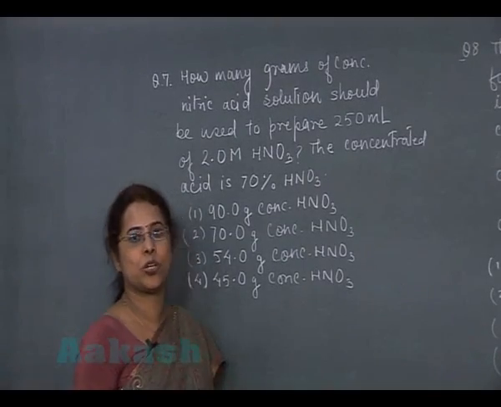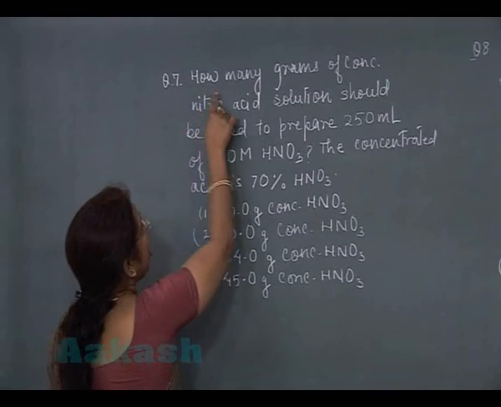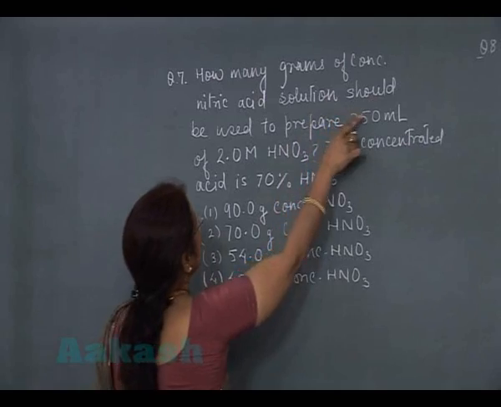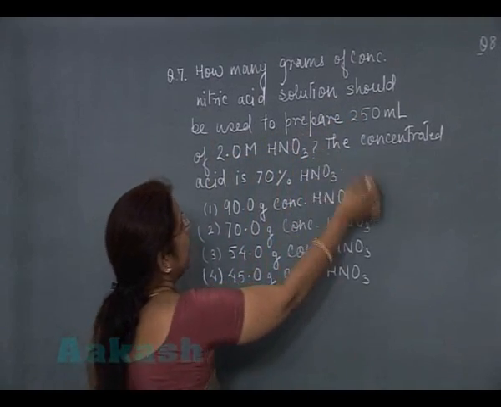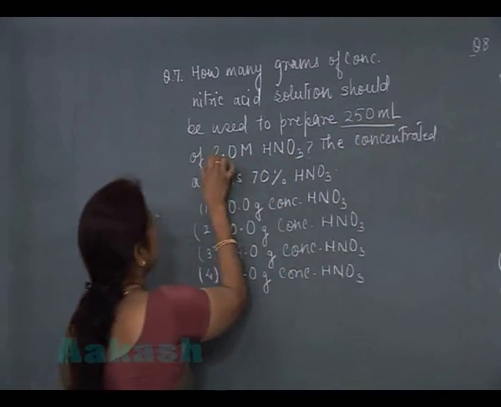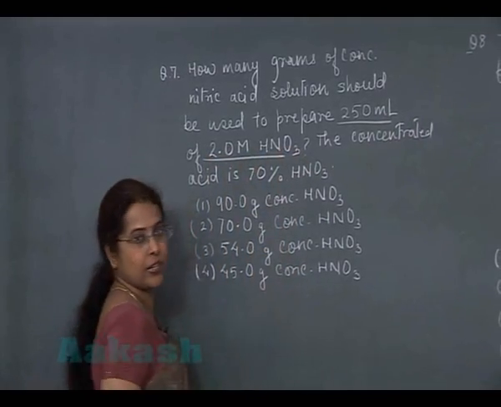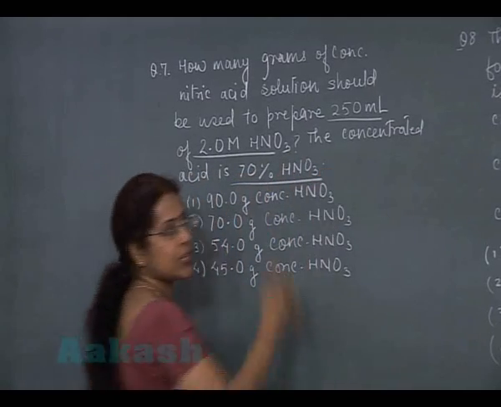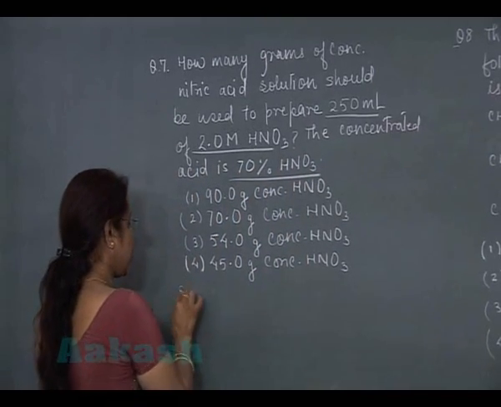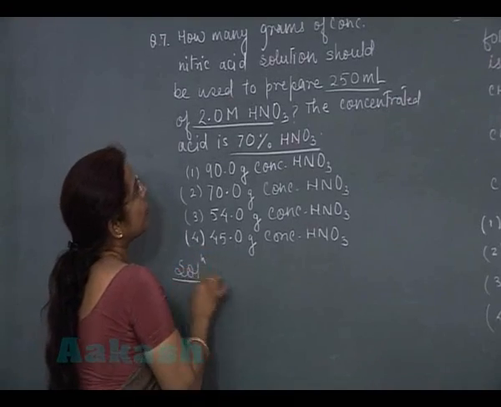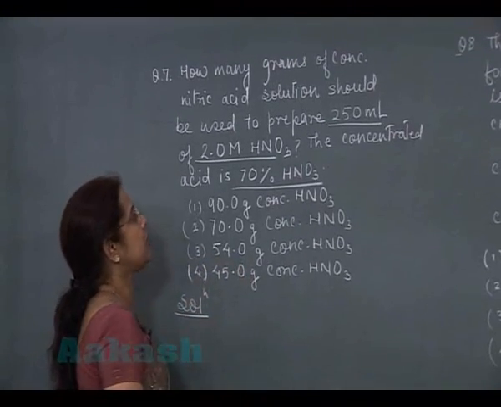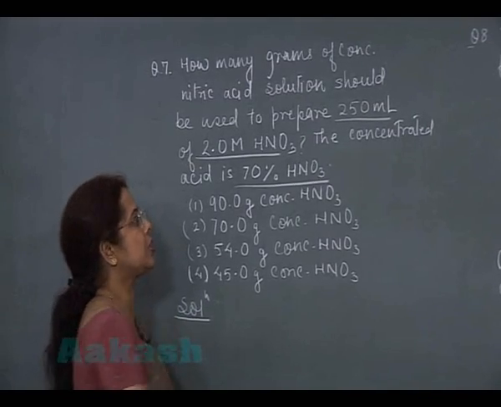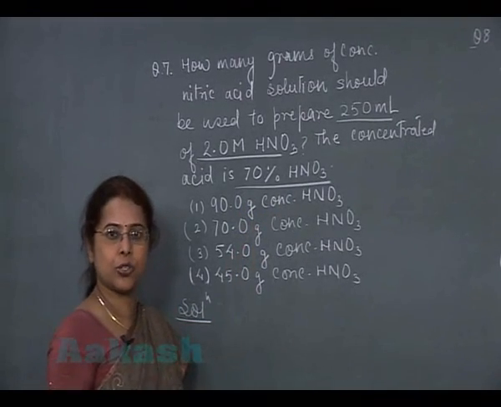So let's see the next question. Question number 7. How many grams of concentrated nitric acid solution should be used to prepare 250 milliliter of 2 molar nitric acid? The concentrated acid is 70% nitric acid. Now see in the question. We have to prepare 250 milliliter of 2 molar nitric acid and the given solution is only 70% concentrated.